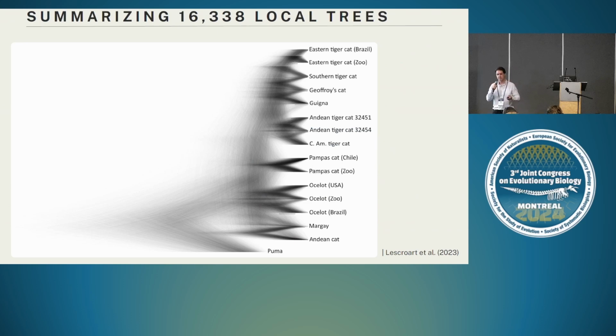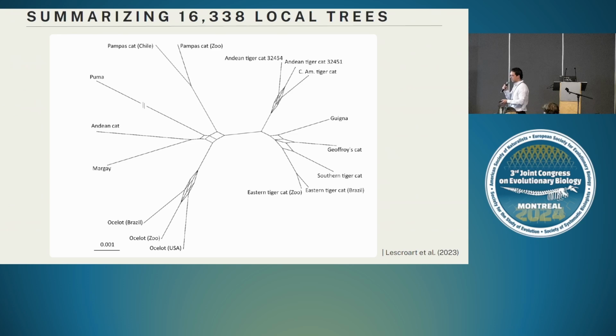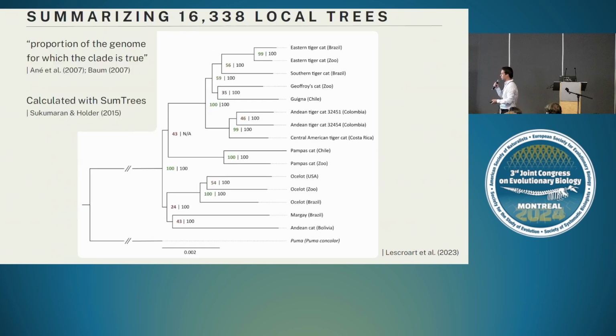Right, so how do we summarize this? One way visually is to overlay them on top of each other. This is a density tree plot. We can clarify that a bit by showing only the most frequent crosslinks. This is an implicit phylogenetic network. And if we summarize that even more, we come to a phylogenetic bifurcating tree annotated with concordance factors.